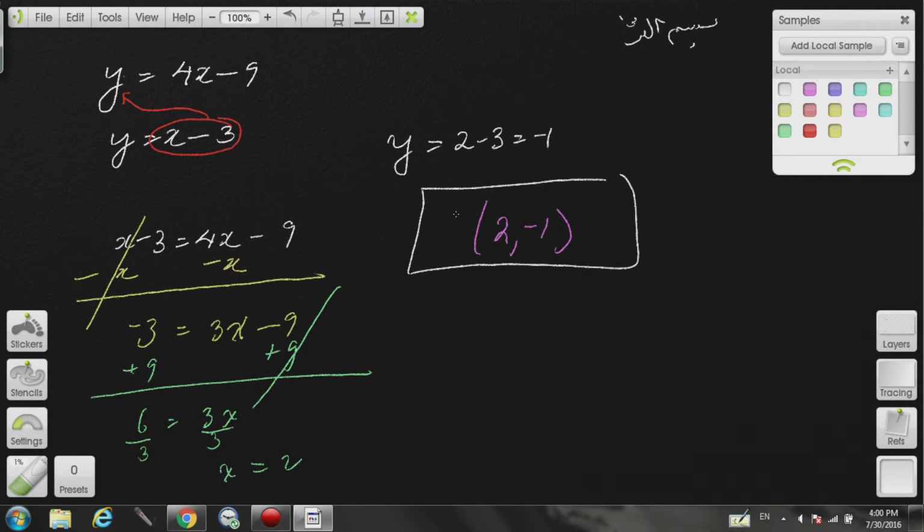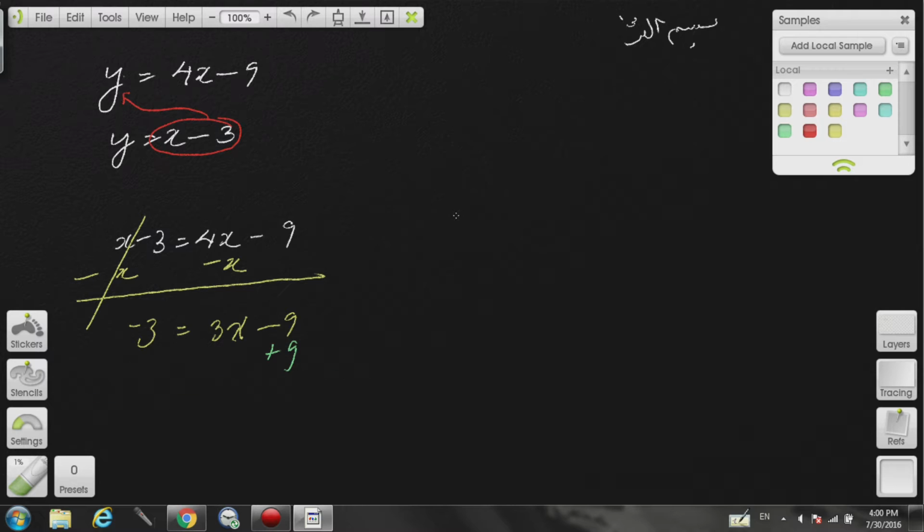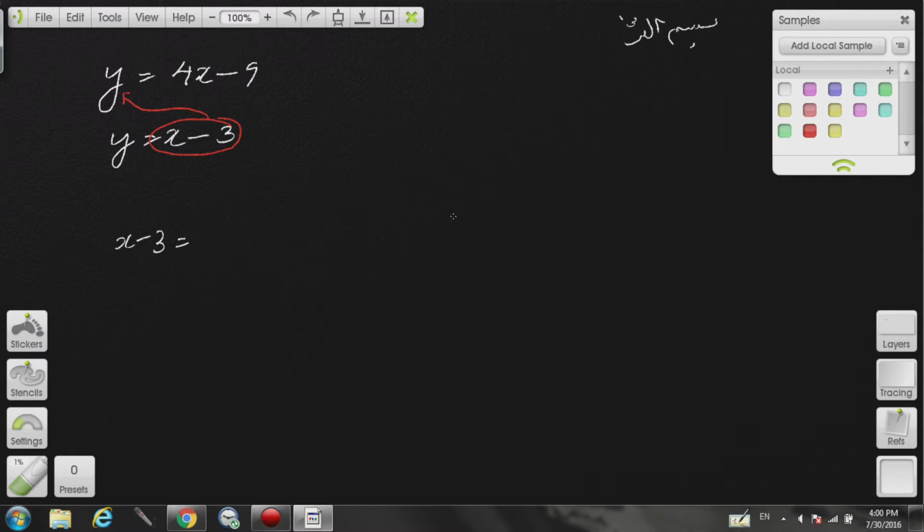Okay? So when you're substituting, you take one equation and then put it in the other equation. So you take this equation, y equals this, and you put it in place of y over there. Okay? So that's how you do substitution. Let's do another example of substitution.